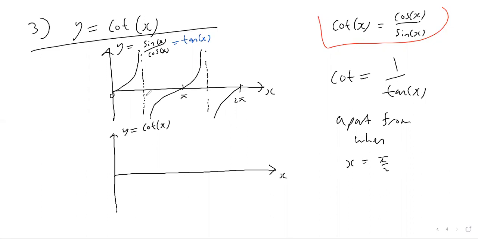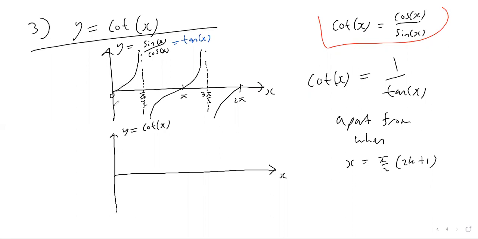So pi over 2, obviously, this is pi over 2 there. This is 3 pi over 2. So these odd numbers times pi over 2, these are the x values such that the cot function is not the same as the 1 over tan function. So you just got to be careful here. So everywhere else is the same.